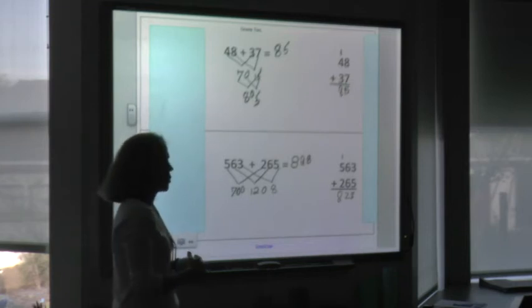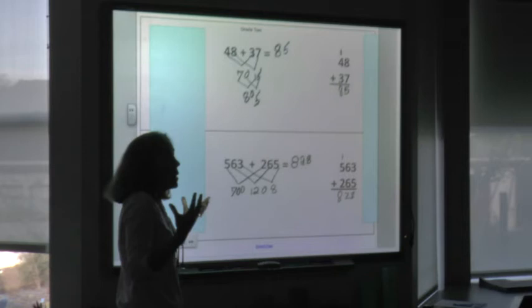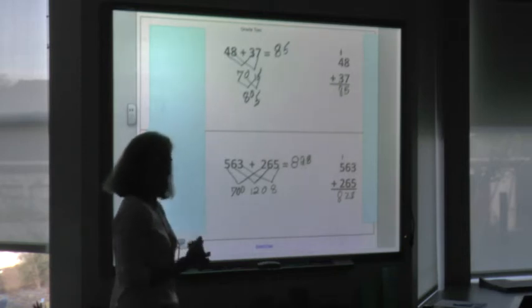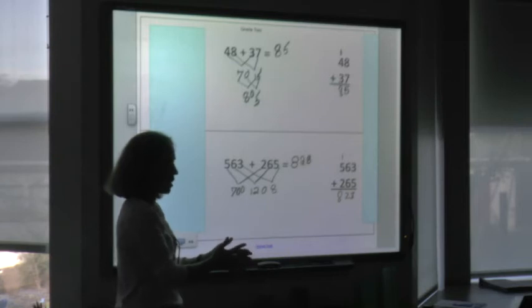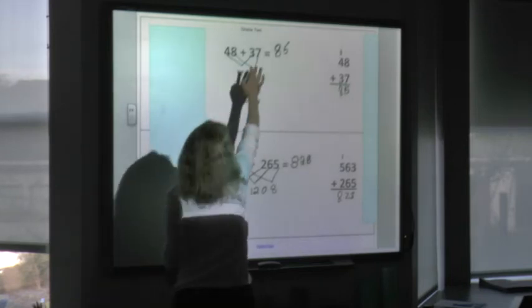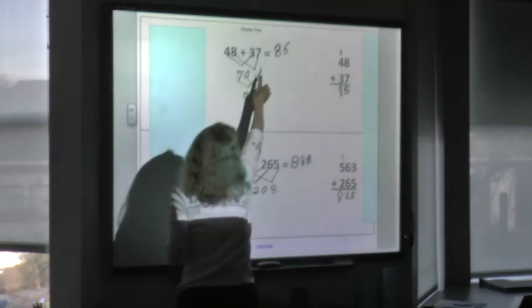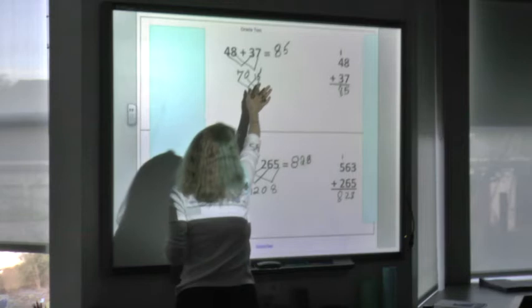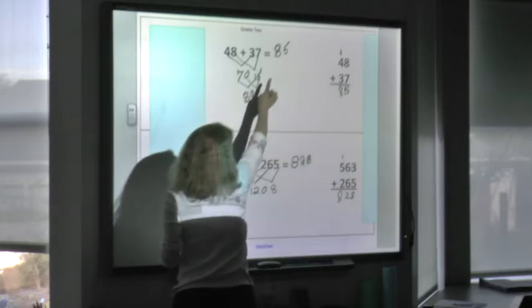But when I say the word 48, what do you hear first? 48. You hear the big number. So it's natural for them to start to the left. We don't teach them to start from the left. They naturally do that, and it actually helps build their number sense. So we don't discourage it, because it's a really good thing. So they say 40 and 30 is 70, 8 and 7 is 15. Now I've got 70 plus 10 more gives me 80 and 5, 85.